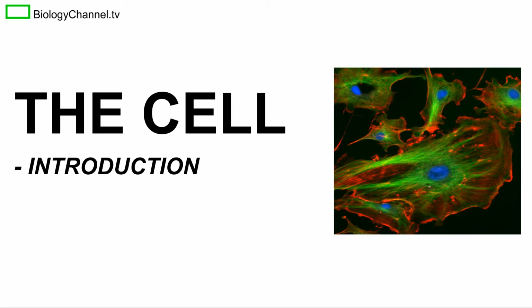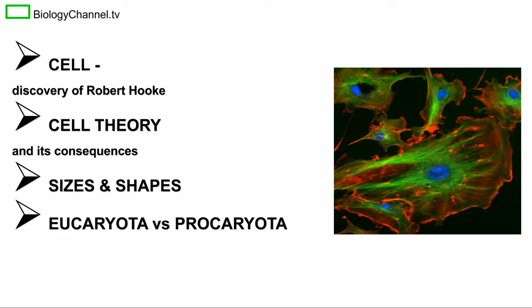Hello. In this first episode of the Cell Introduction, I'm starting a lecture series about the cell. Now, I want to give you some basic information, and in the next episodes, I'll discuss the cell and its organelles in detail. Today, I'll tell you about Robert Hooke's discovery, the cell. Then we will talk about cell theory and its consequences, the sizes and shapes of cells, and finally, you will learn about the differences and similarities between the two main types of cell, prokaryotic and eukaryotic.